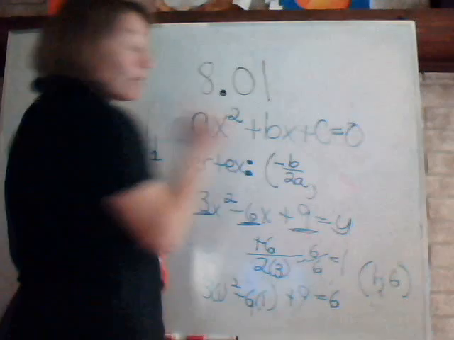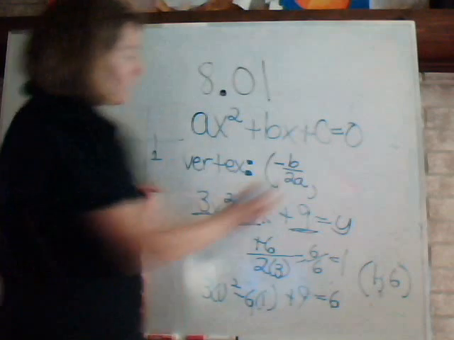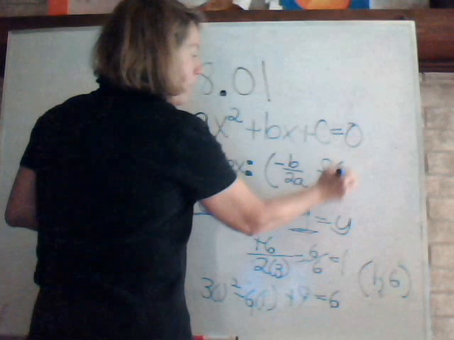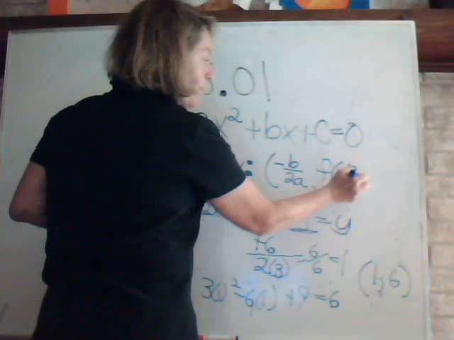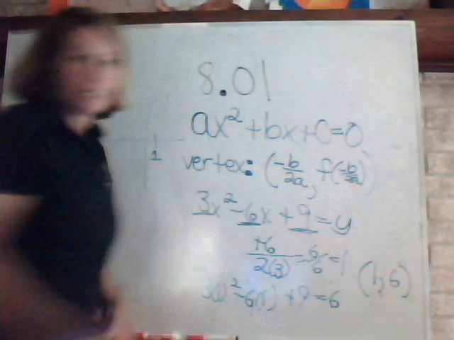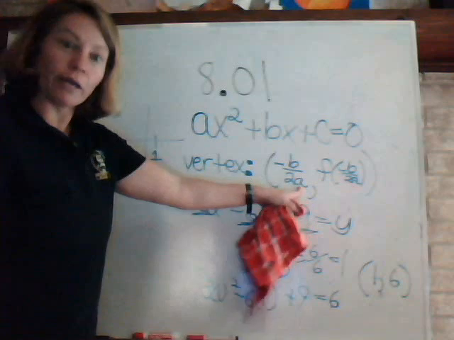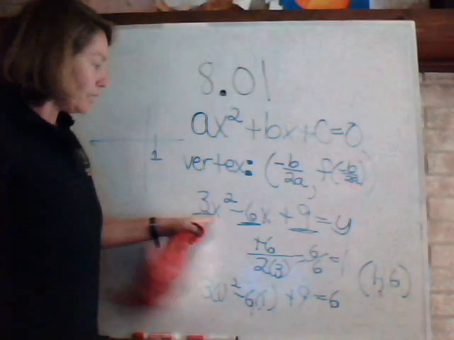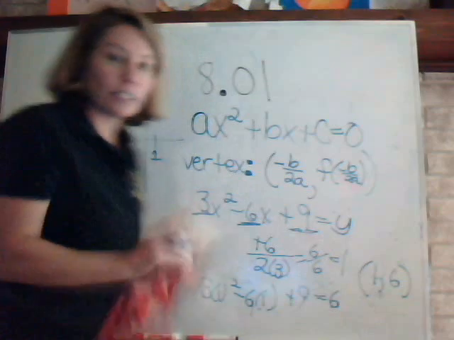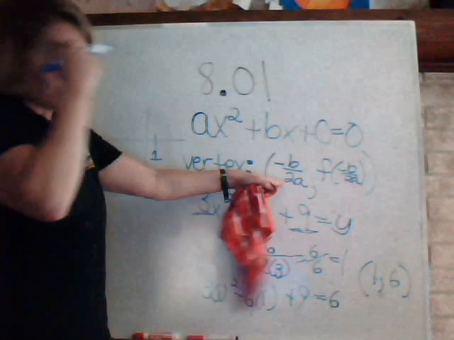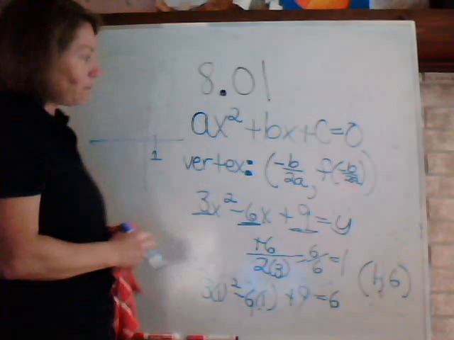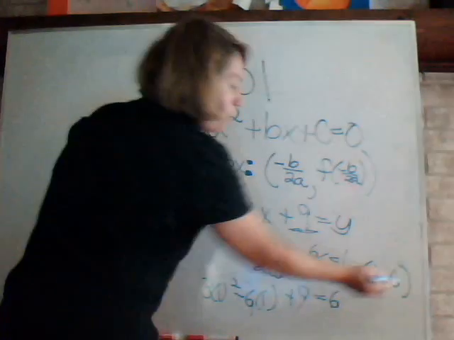So in the LMS, it says to find f of negative b over 2a. That looks confusing. All that means is plug in your answer. Whatever you get for your answer here, plug it into the equation to get out your y. So that's hopefully a simpler way to think about it. Once you get the vertex, just plug it in. Okay, so in this case, we got 1, 6.